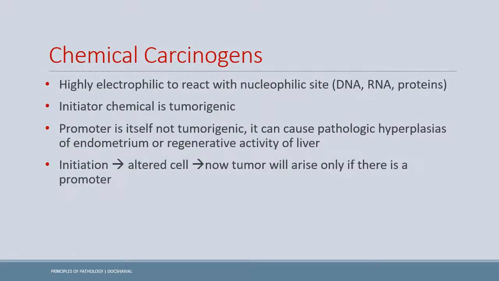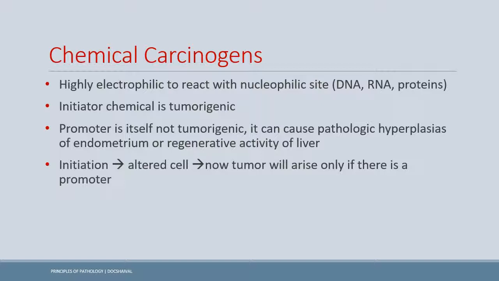Now, firstly, we are going to see the chemical carcinogens. Following it, we are going to see the radiation carcinogens, and lastly, we are going to see the microbes which have carcinogenic potential.